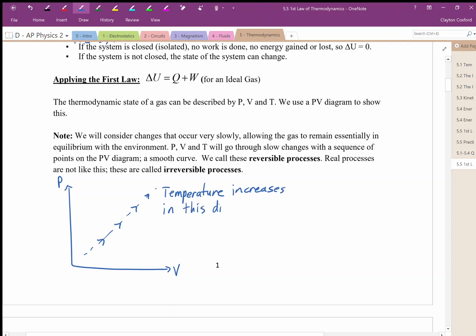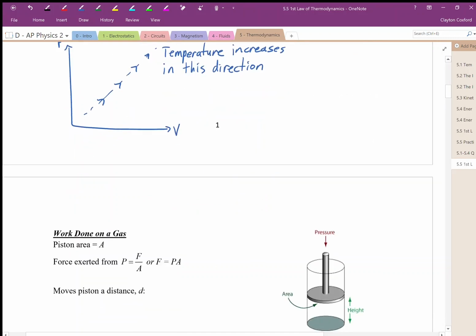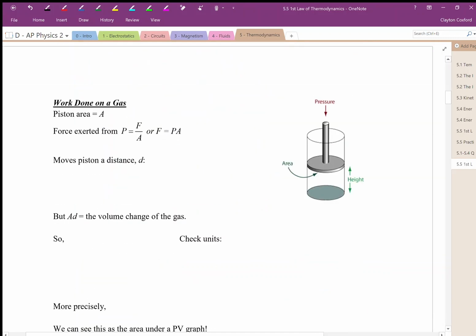If you are at a location up and to the right from some other location, that means that you are at a higher temperature. If that doesn't make sense, we'll see some diagrams shortly that will make more sense of that. Okay, now let's look at the work done on a gas.